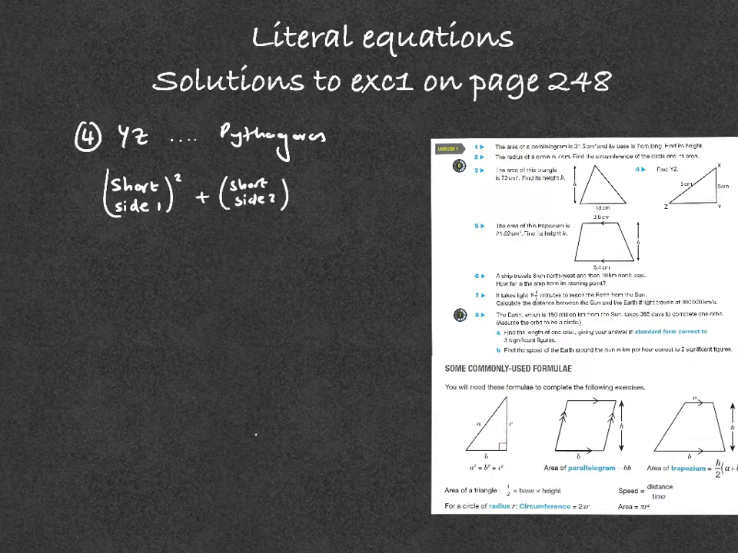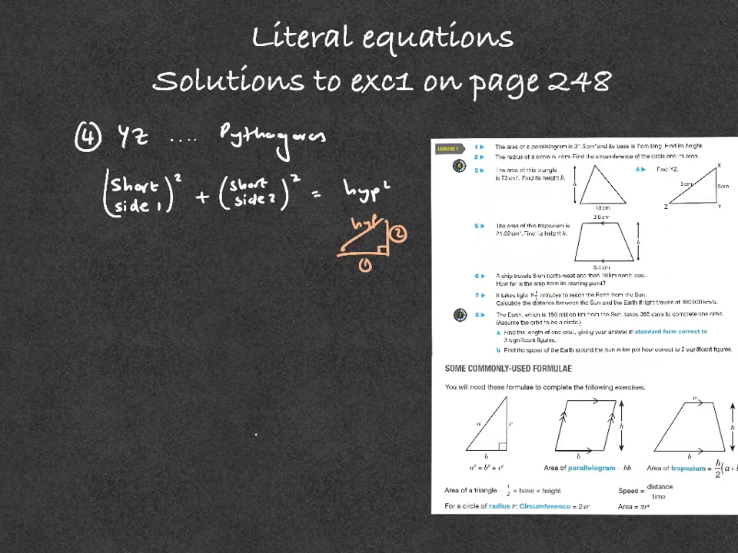So, remember that? The two short sides would be YZ and YX, right? It's those two sides that form the 90 degree angle. So that's short side 1, short side 2, and the hypotenuse. So the sum of the two short sides squared is equal to the hypotenuse squared.